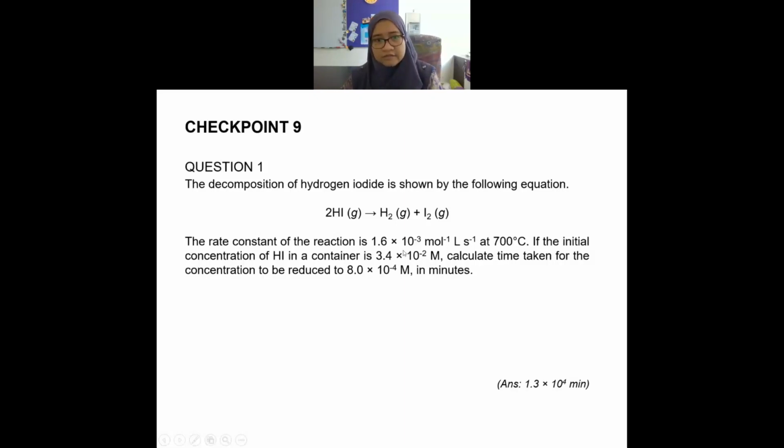Okay, the rate constant of the reaction is given at 700 degrees Celsius. If the initial concentration of HI in a container is this, calculate the time taken for the concentration to be reduced to this in minute. Okay, all right, so you have to identify the order of this reaction first, because you need to know which formula needs to be used with respect to this question.